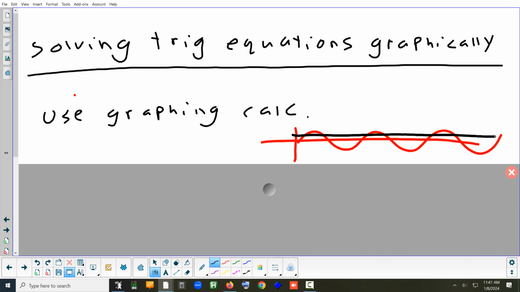How many times is the horizontal line and the sine wave going to cross? It's going to cross an infinite number of times because it's always going to hit it twice every period. So all you really have to do is find these two answers and then tell me that those two answers repeat every period. That's all you have to do.